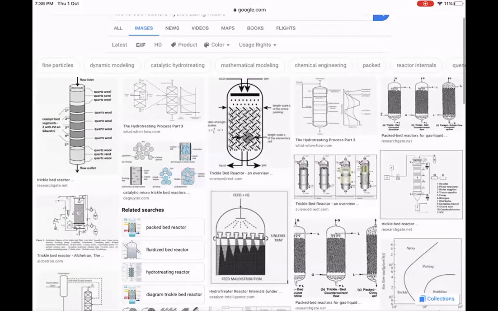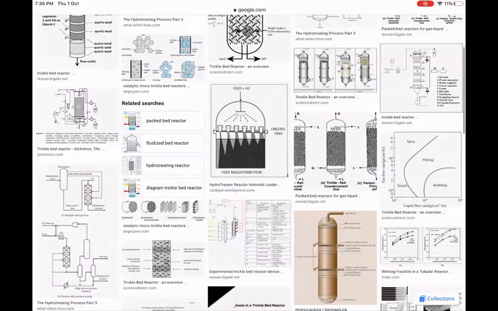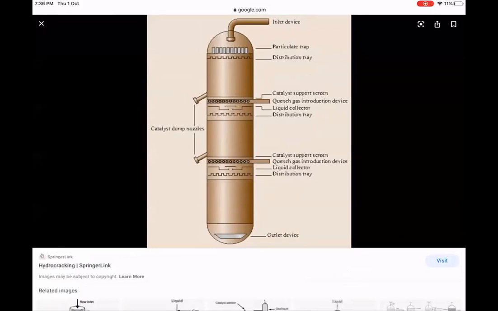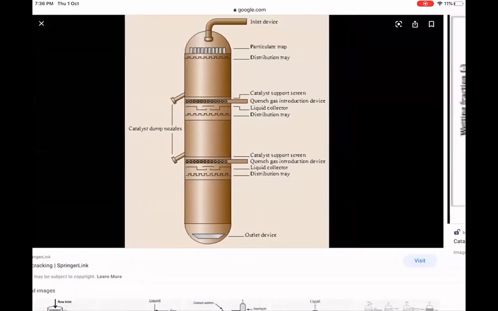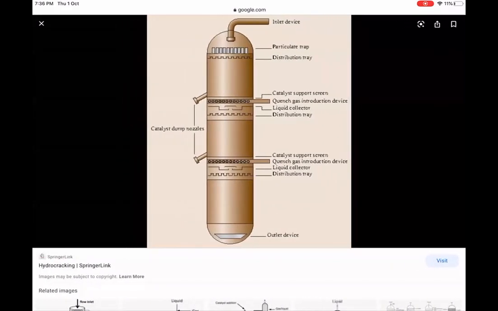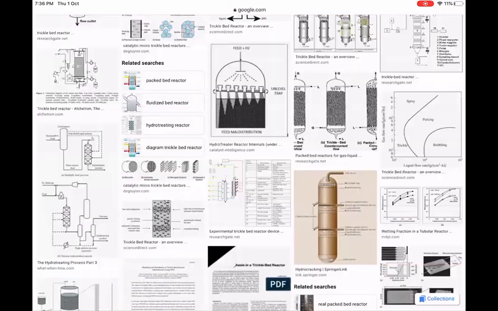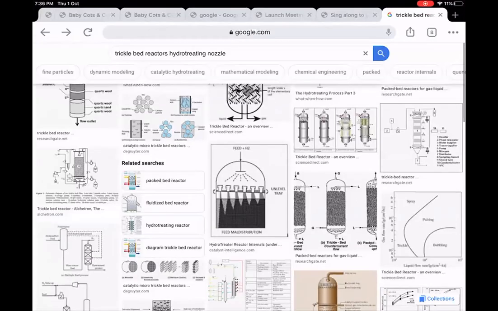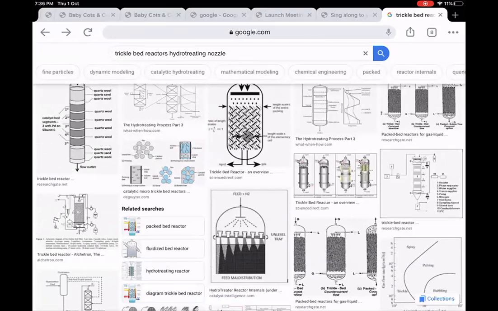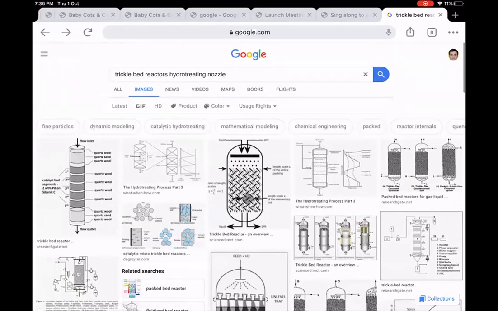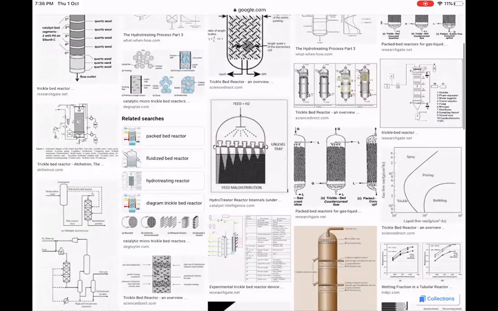So I think the quench nozzle, which is on the top, is what the trickle bed reactor looks like. So this inlet nozzle, or let's say inlet top device, is extremely important here. In trickle bed reactors, in hydrotreaters, you see hydrogen injected in the middle of the pipes.